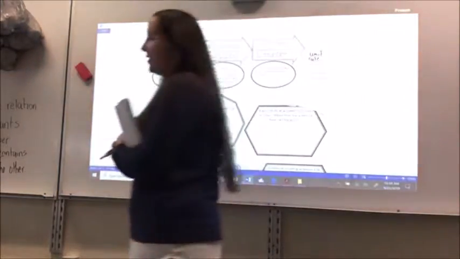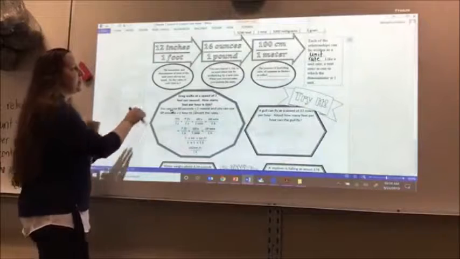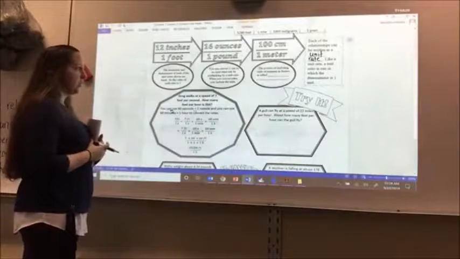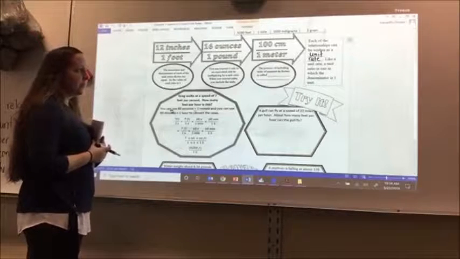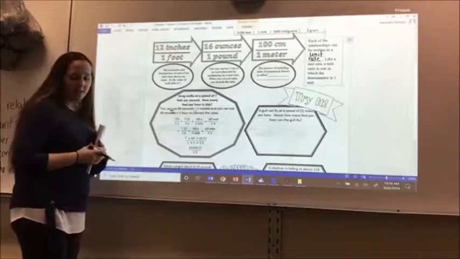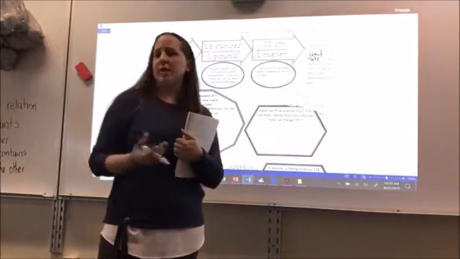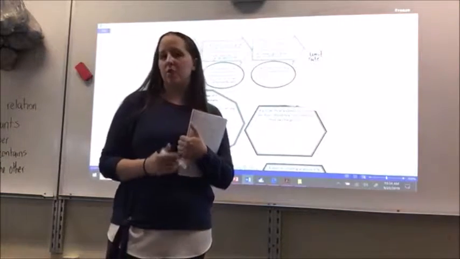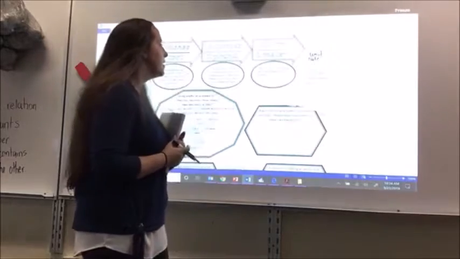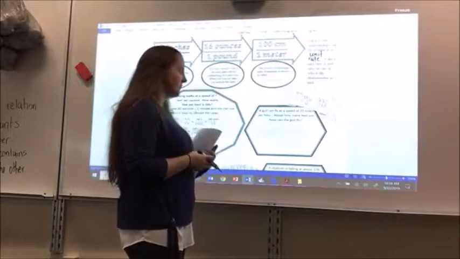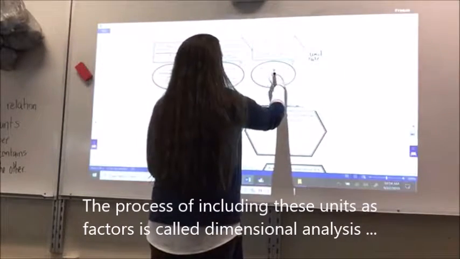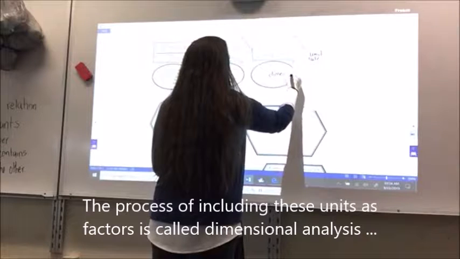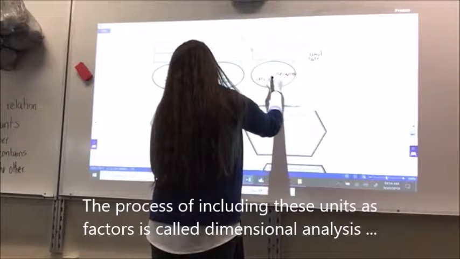A couple other things you need to know. The numerator and denominator of each of the unit ratios shown are equal, so the value of each ratio is 1. You can convert one rate to an equivalent rate by multiplying by a unit ratio. When you convert rates, always include the units, because you can cancel them out as you go. The process of including units of measure as factors is called dimensional analysis.